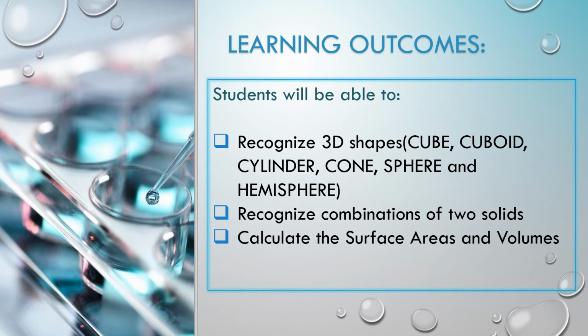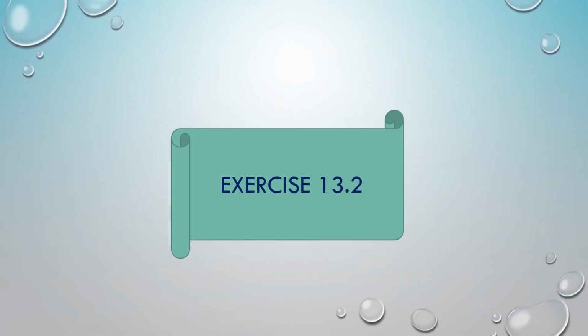Learning outcomes. After watching this video, you will be able to recognize 3D shapes, that is cube, cuboid, cylinder, cone, sphere and hemisphere. You will also be able to recognize the combination of two solids, and calculate the surface areas and volumes. Let's do exercise 13.2 today.